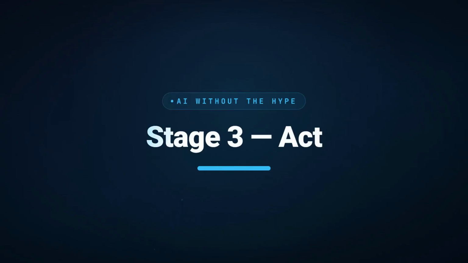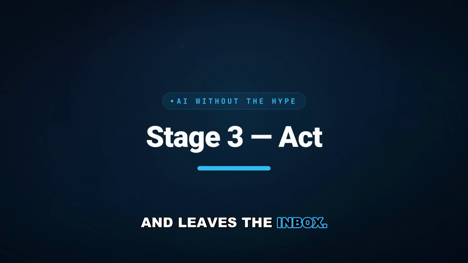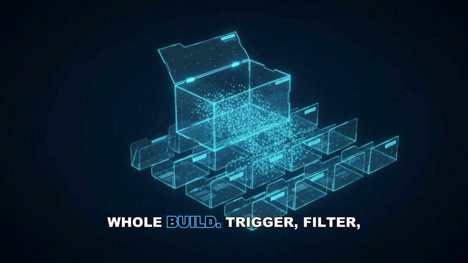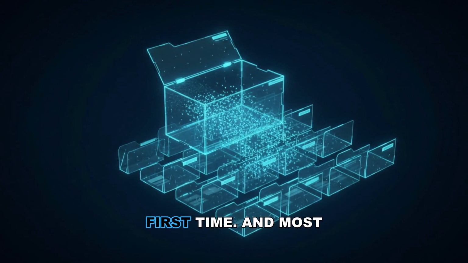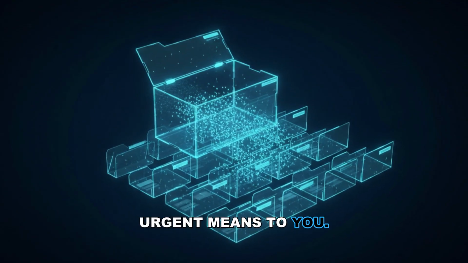Stage 3, acting on the label. Urgent gets starred and pushed to my phone. Later gets a label and leaves the inbox. Ignore gets archived silently. That's it. That's the whole build. Trigger, filter, classify, route. About 90 minutes the first time, and most of that 90 minutes is you deciding what urgent means to you.